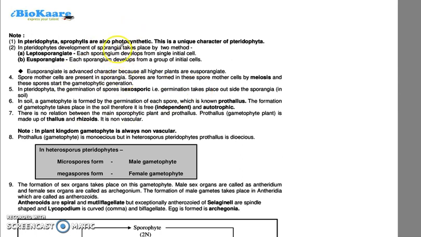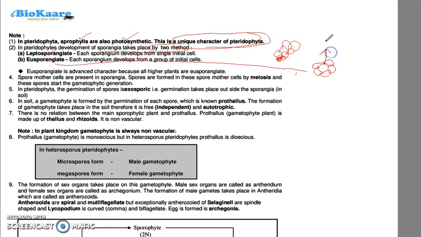We know that the sporophylls, the leaves bearing sporangia, are photosynthetic. This is a unique character of all Pteridophyta. The development of sporangia takes place in two basic methods. When sporangia originate from a single cell, it is called leptosporangiate. In eusporangiate, a mass of cells is present, and from this mass of cells the sori or sporangia are formed. So it is called eusporangiate. But if the sori develop from a single cell, it is called leptosporangiate.